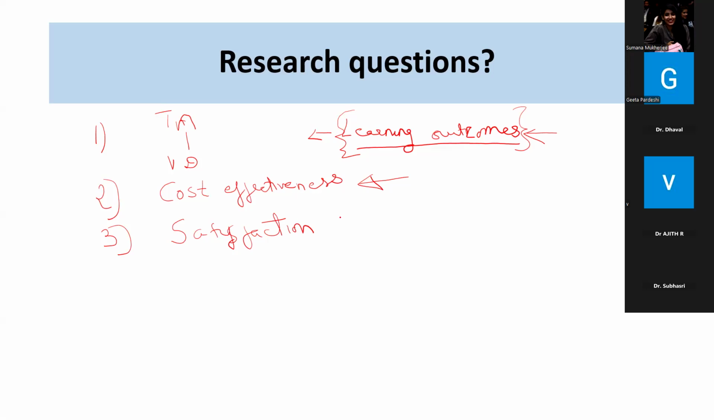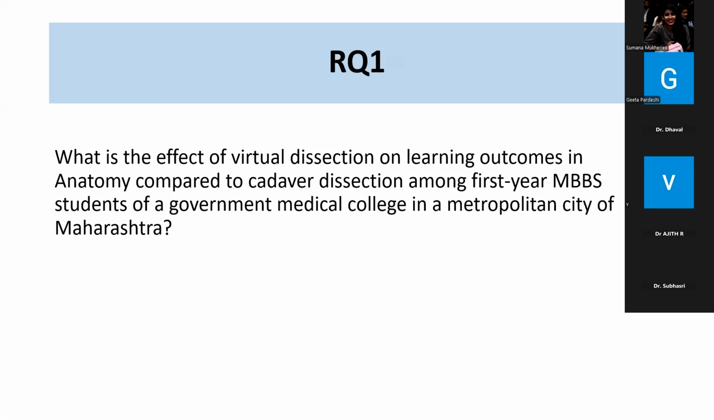I'll just see who all are there so I can call out. Okay. So the first research question, now you all have mentioned nearly all the research questions I thought of. One research question was: what is the effect of virtual dissection on learning outcomes in the anatomy subject compared to cadaveric dissection among first year MBBS students of a government medical college in a metropolitan city of Maharashtra? So this is how you would possibly frame your research question. So many of you must have thought of this research question, right?